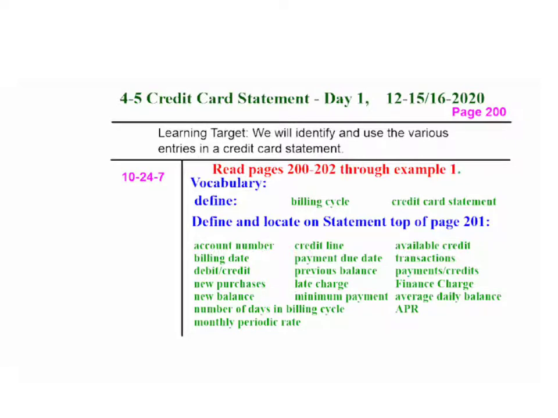Here is our reading for today. It is on pages 200 to 202. I want you to define just 2 words. Don't get freaked out by all the words down here. Define billing cycle and credit card statement. Those are the only 2 words you want to write down in your notes.